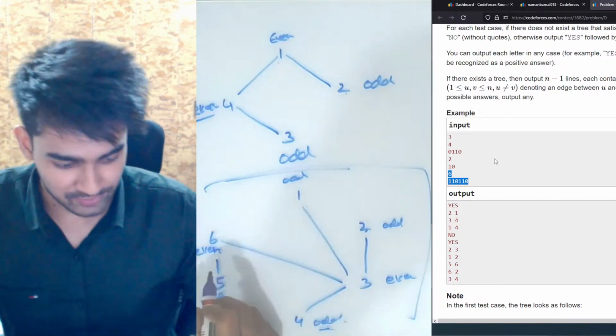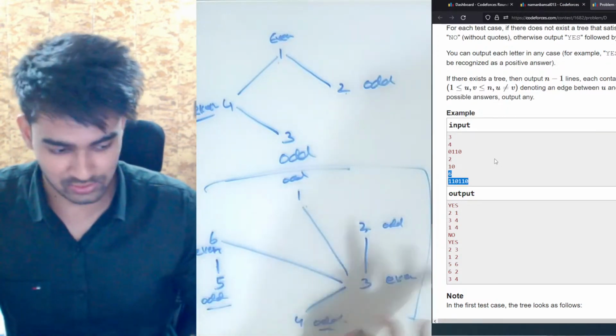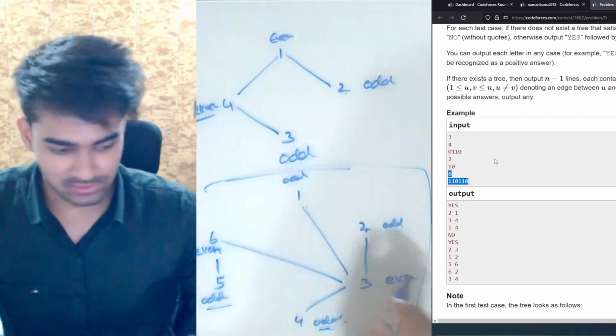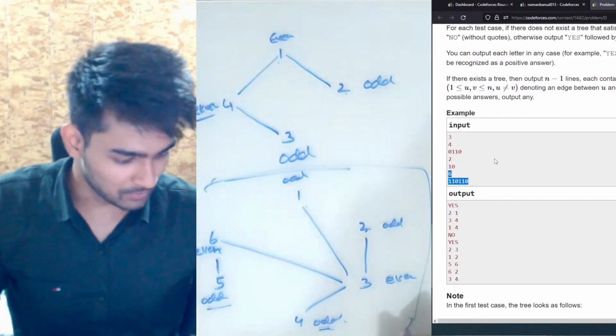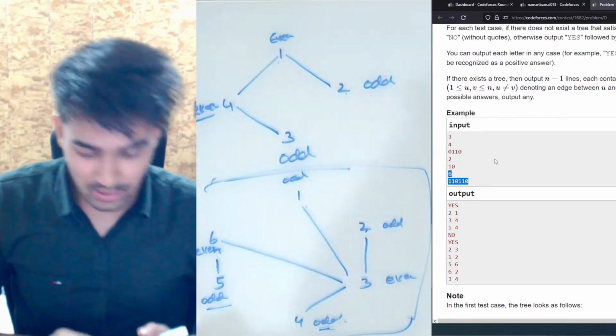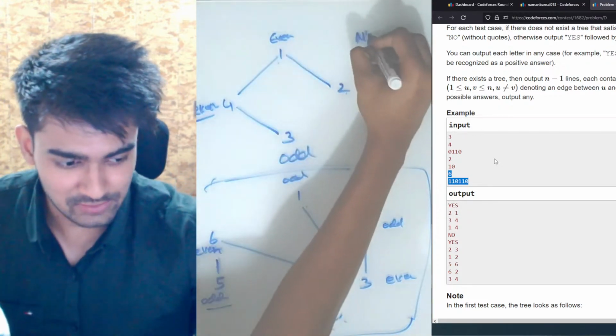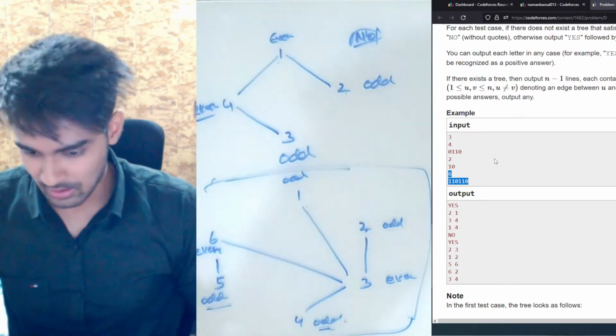The number of edges we have is 1, 2, 3, 4, 5. 5 edges. Okay, so n minus 1 edges. No edges intersect. So this is one valid answer. Now, how to come up with this answer? First, let's see which cases will have an answer equal to no. Okay, how do you see that?